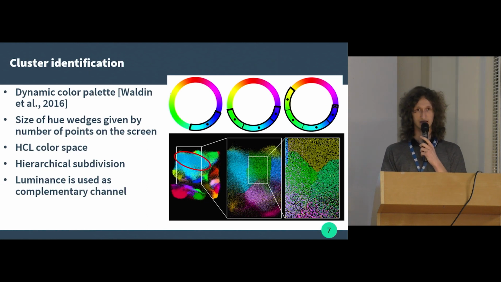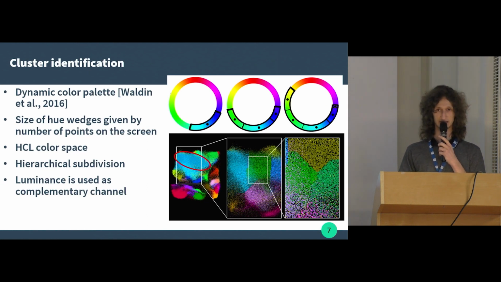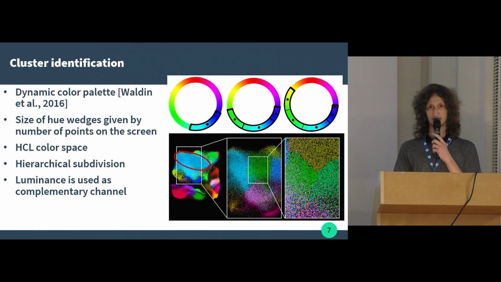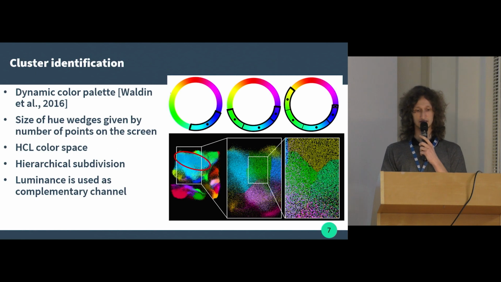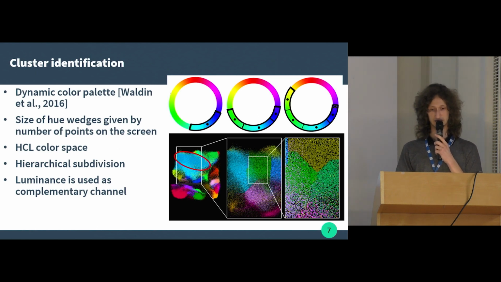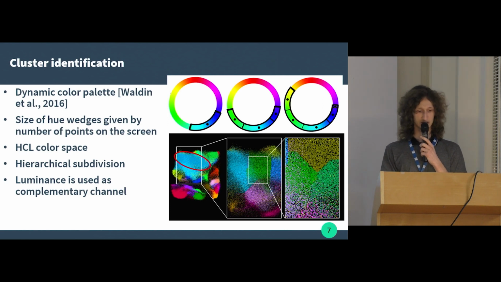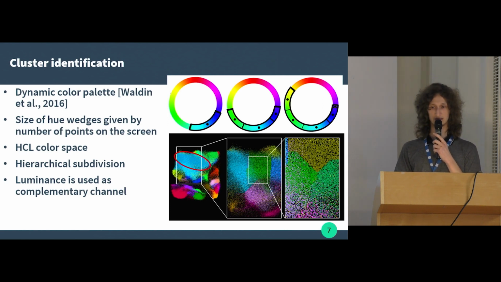The dynamic color palette allocates colors in the HCL color space. The hue ring is subdivided into a number of wedges, each wedge for one top-level cluster. A top-level cluster is the one defined by its category. A color wedge is a range in the hue space. We have displayed these wedges in the top image. The size of the wedges is given by the number of points of the associated cluster visible on the screen.